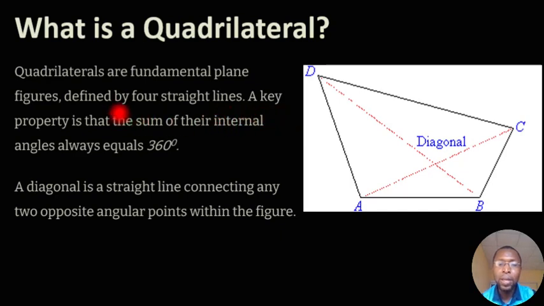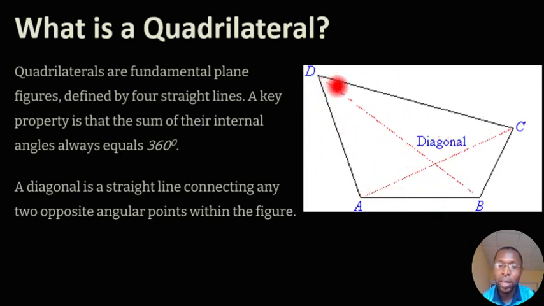So the key property of this shape is that the sum of all the angles makes 360 degrees. Of course, because it is made up of four lines, definitely it will have four angles. As you could see in this diagram, we have line DC, that's first line, BC, that's second line, BA, that's third line, and line AD, that's fourth line. So the four lines coming together makes a quadrilateral.